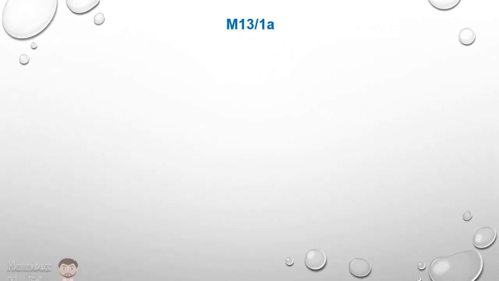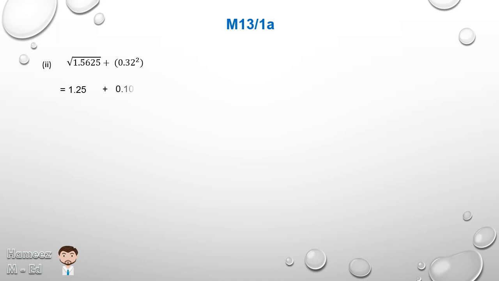In May 2013, number 1A, part 2, the question asked simply to solve the square root of 1.5625 plus 0.32 squared. So we can find the square root of 1.5625 using our calculator. It will give us 1.25. Plus 0.32 times 0.32 is equal to 0.1024. And by simple addition, we will get 1.3524.